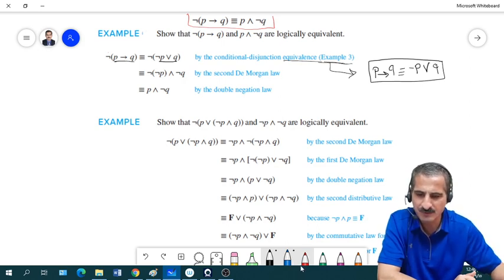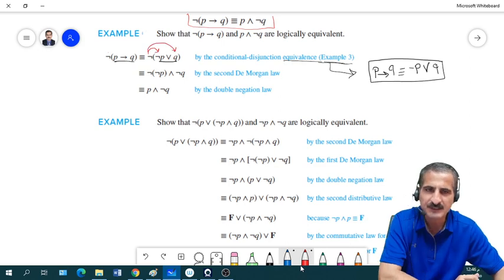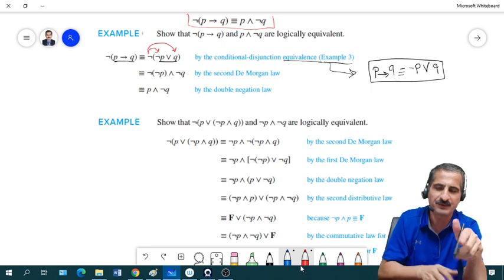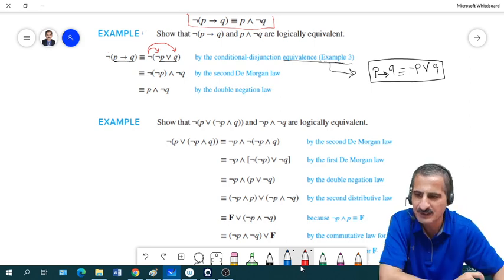So what do we do next? We will distribute the negation. We will use De Morgan's law. Remember, distributing the negation is not for free. Once you distribute the negation, you will change the operator from disjunction to conjunction, from or to and. Now we distributed the negation. Negation of negation gives P, and this is still here. So we're done. We have reached this one. So this one and this one are equivalent.